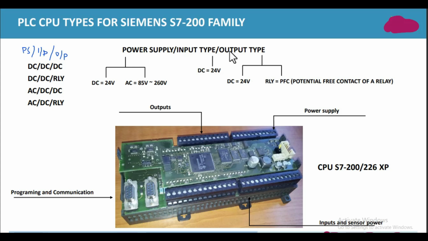Power supply, input type, output type. Input type is 24 volt. In case of AC, it is 85 volt to 260 volt AC. And in the form of output, in the case of DC, it will be 24 volt DC, and in the relay form, the potential free contact of a relay will be attached with it.